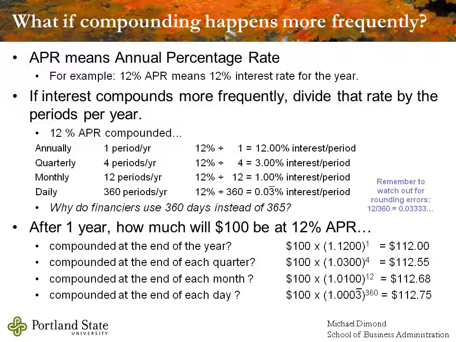So as I said, the order that I would do that in would be to take the 12 divided by the 360 and then let the calculator carry that number forward. I would add 1 to the result. I would raise the result to the 360th power, and then I would multiply that by the starting amount of principal, by the $100, and I'd get the correct answer.